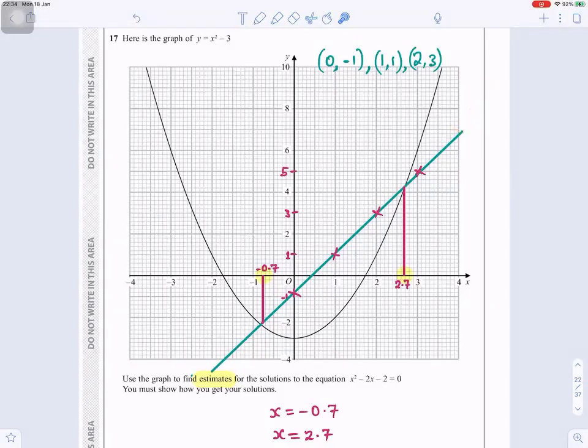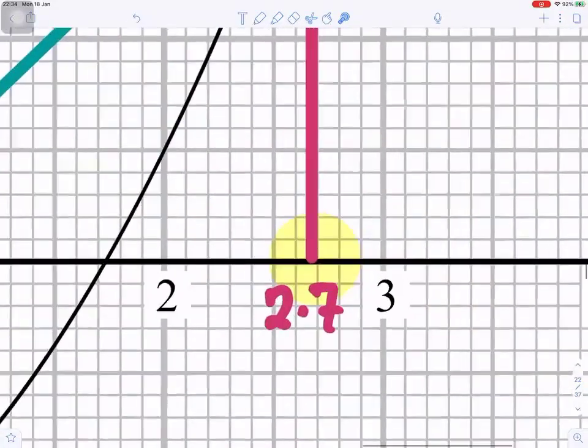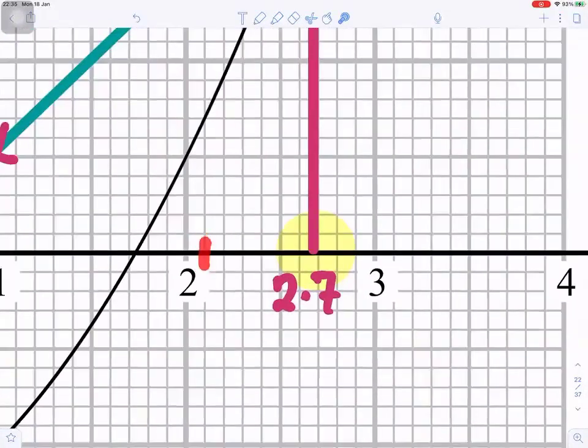And where the green line meets the curve, you would use that point and move to the x-axis, and you'll get the answer at the x-axis. So the green line meets the curve at this point, and you go to the x-axis, your first answer is 2.7. If I zoom in, you will see there 2.1, 2.2, 2.3, 2.4, 2.5, 2.6, 2.7.